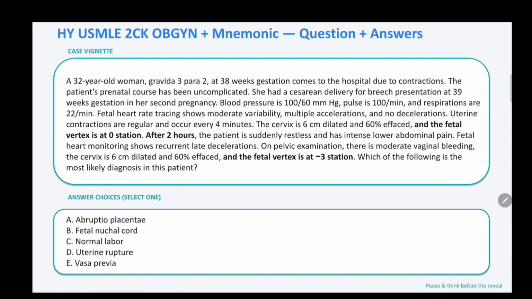Uterine rupture. This diagnosis fits perfectly. We have the risk factor, prior cesarean delivery. We have the sudden intense abdominal pain, vaginal bleeding, and fetal heart rate abnormality. And we have the definitive hallmark, loss of fetal station. This is our correct answer.